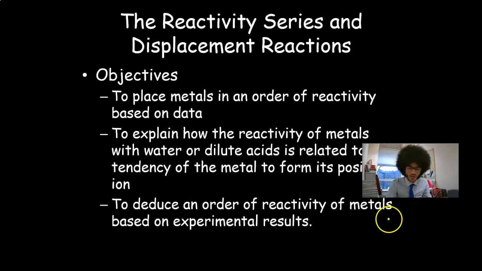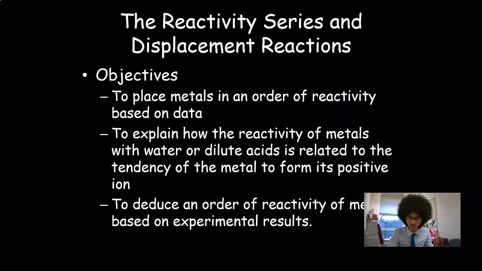And then finally, we're going to deduce an order of reactivity of metals based on experimental results, which is quite similar to the first one, but might be put in a slightly different form in the exam question. So there are some subtle differences between the two. All right, so let's get started.